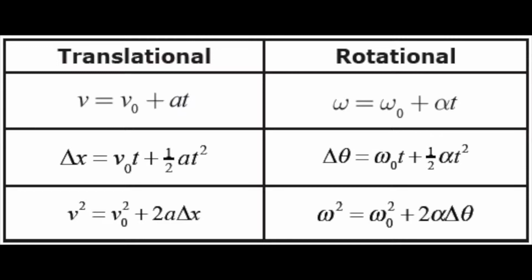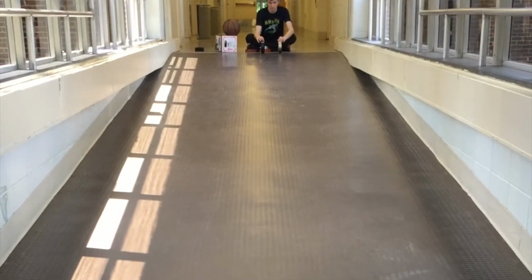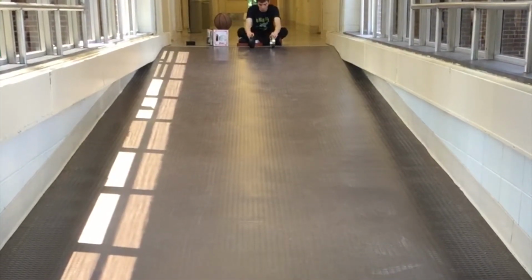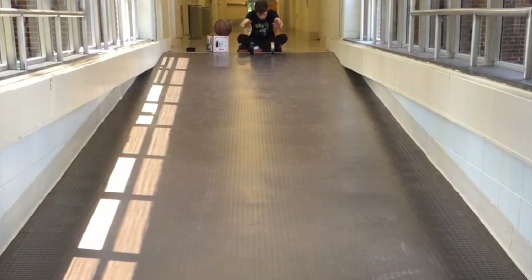Theta is angular position, measured in radians. Omega is angular velocity, measured in radians per second. And alpha, once again, is angular acceleration, measured in radians per second squared. Knowing these equations is important, however it is more crucial to understand the concepts behind them.